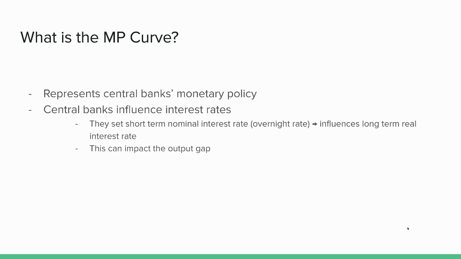What is the MP curve? It represents the central bank's monetary policy. Also, central banks influence interest rates. So they set the short-term nominal interest rate, which is also called the overnight rate, which influences the long-term real interest rate. This can also impact the output gap.